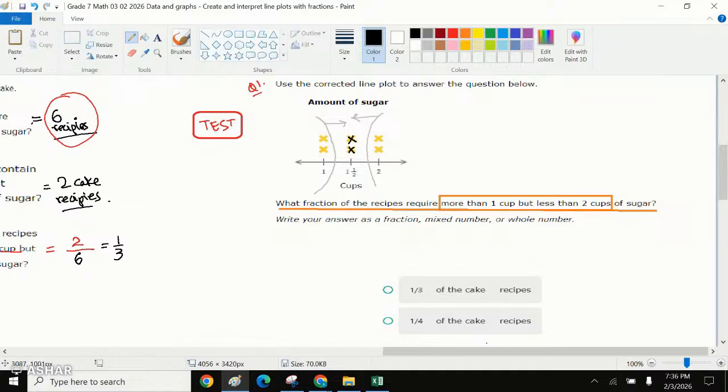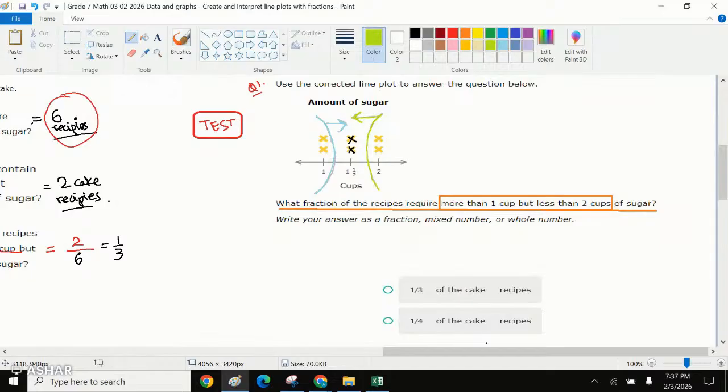Ethan, what should be the answer? 1/3 of the recipes or 1/4 of the recipes? See, if you're looking at more than one, that means it cannot include one. It has to have more sugar than one. But if you are looking at less than two, that means it cannot have two, it should have less than two. Yes, thank you so much, Ethan.